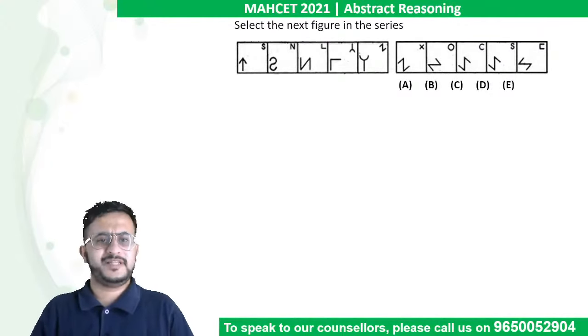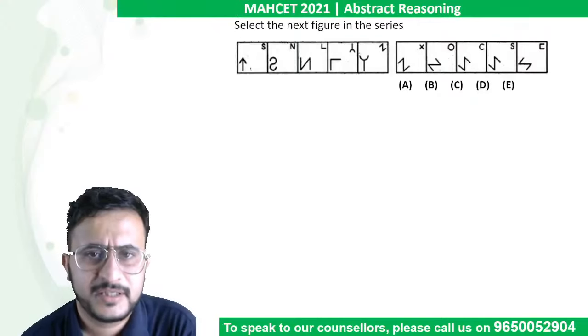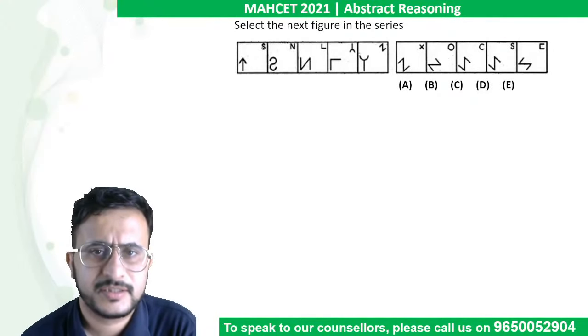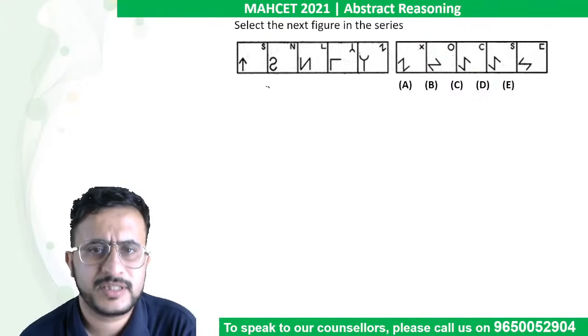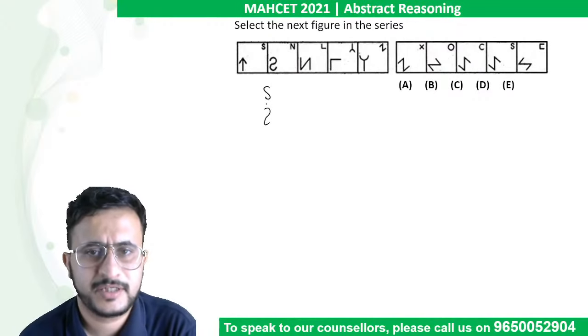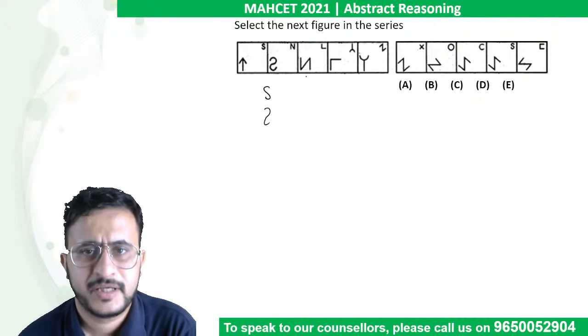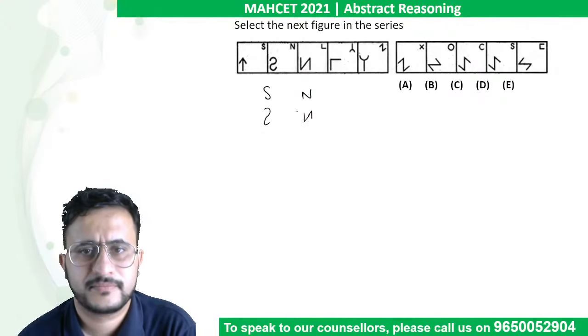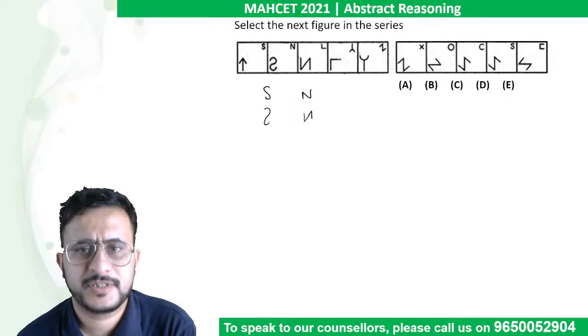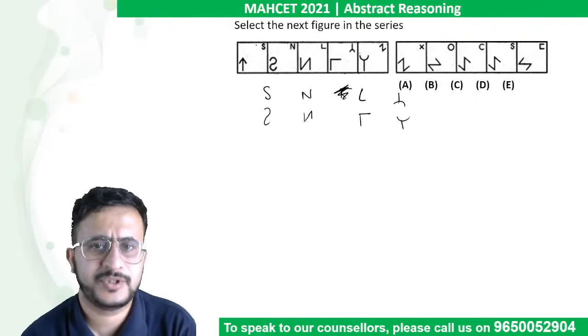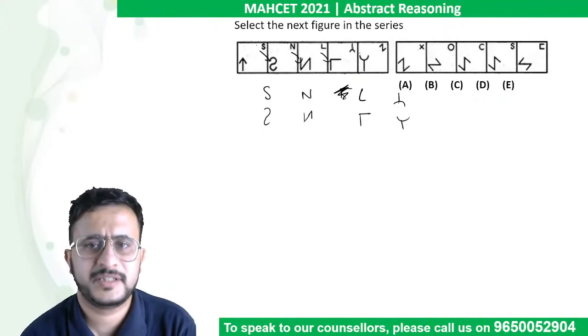So let us observe what is happening. Let us first see what is happening. If you see this, this S became this S, so that is a water image of this. And it became N, a water image of this. L became L, and Y became Y. So what is happening is that each figure is becoming a water image in the next one.